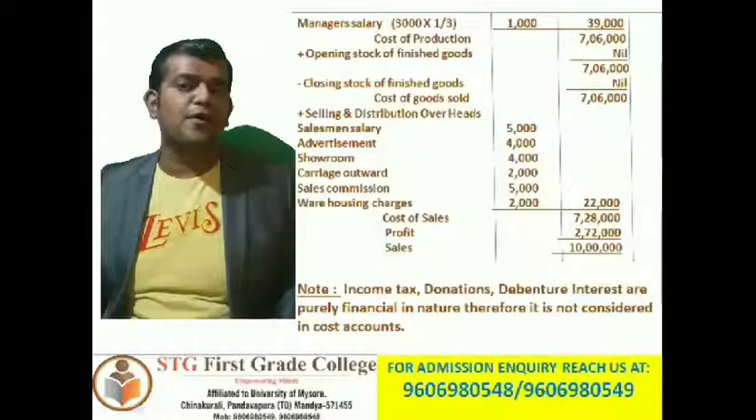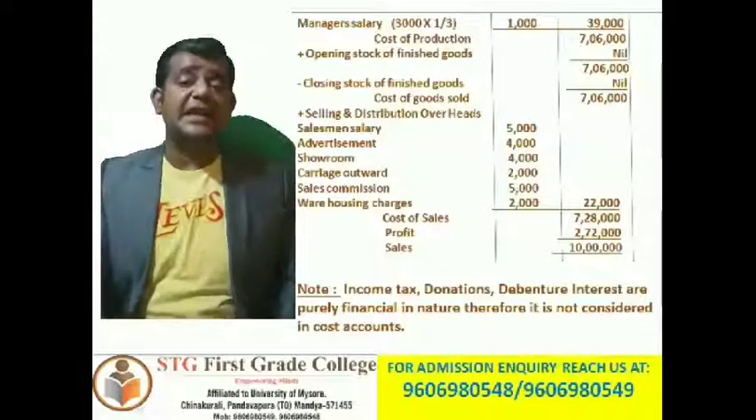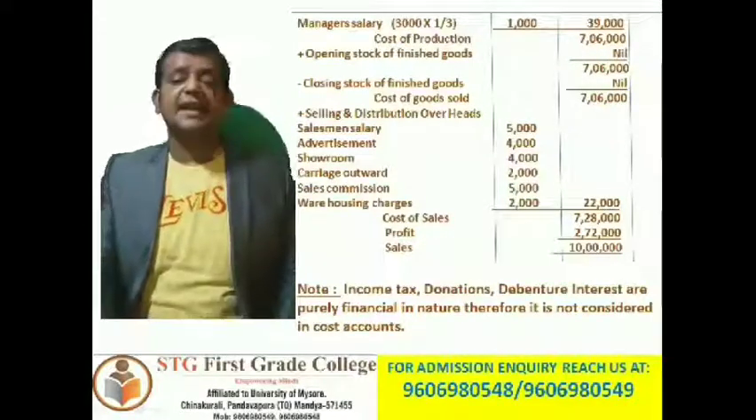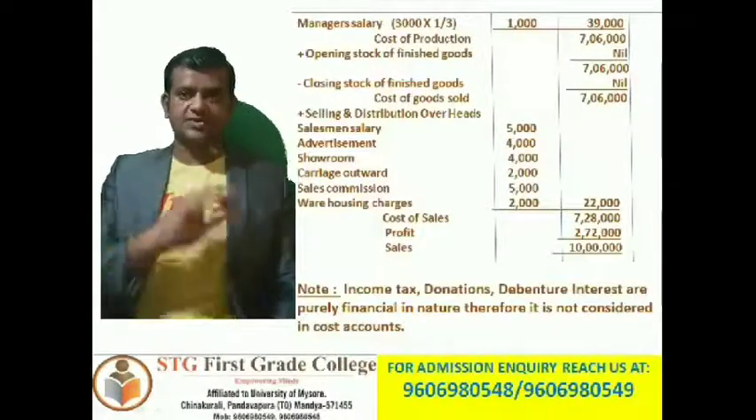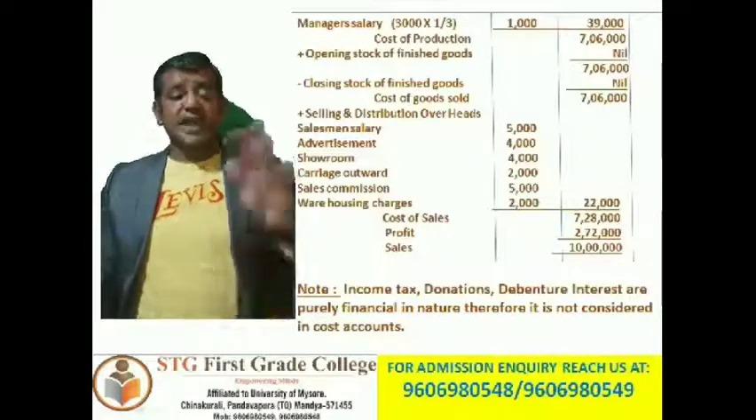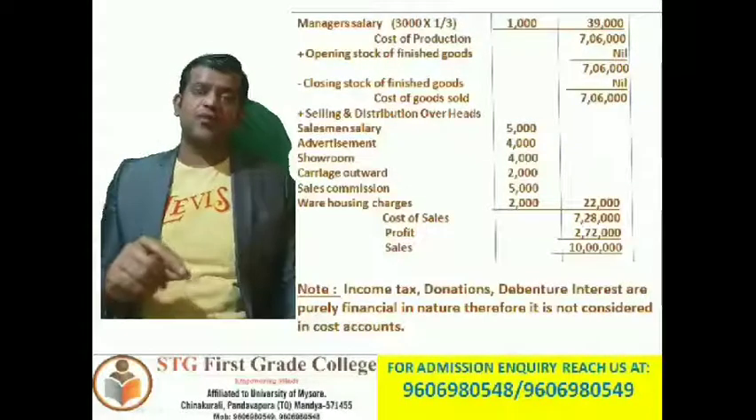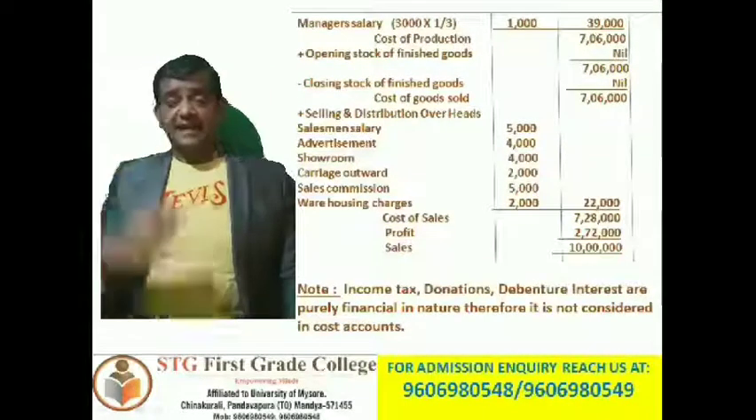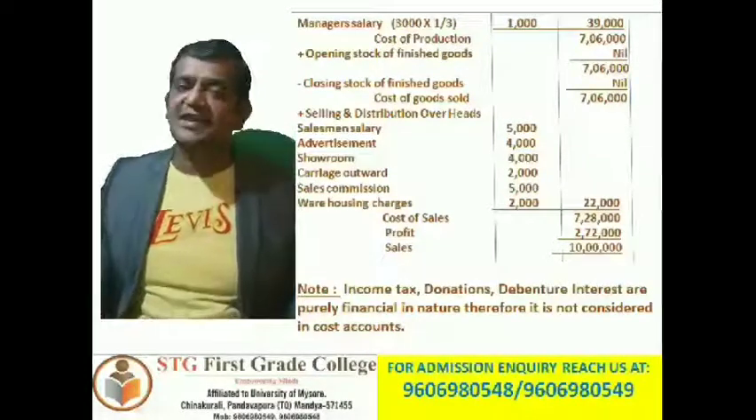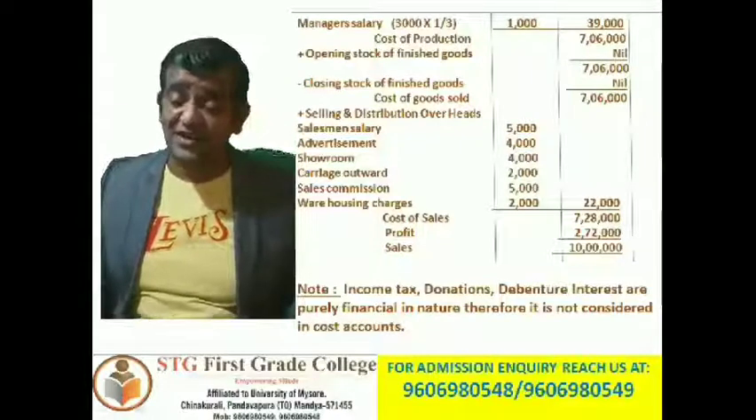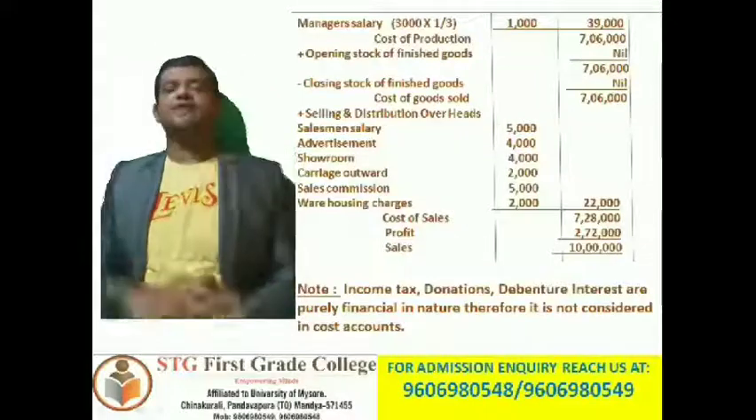We don't know the profit in this problem, but we know the sales. Sales has been given at the end of the problem. Sales is 10 lakh rupees. Correct, sales is 10 lakh. Now sales minus cost of sales is equal to profit. Leave a space in between for profit. Now calculate 10 lakh minus 7,28,000. That comes to 2,72,000. That is the profit. Clear? So that's all. This is the cost sheet or statement of cost.